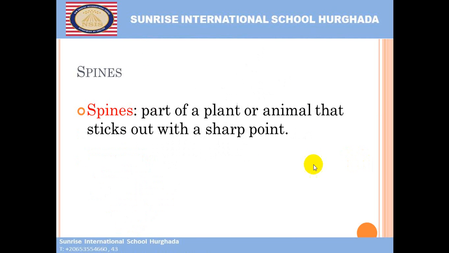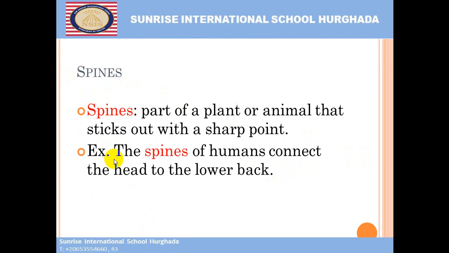Our next word is the word spines. And spines are part of a plant or animal that sticks out with a sharp point or supports the plant or animal. For example, the spines of humans connect the head to the lower back.